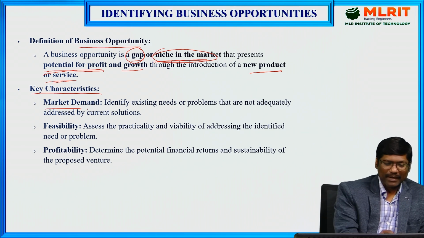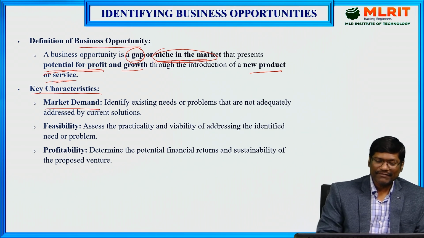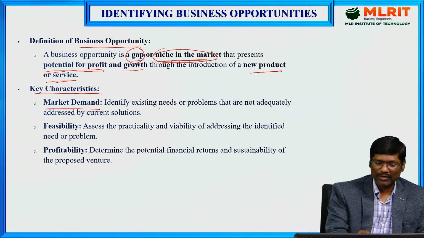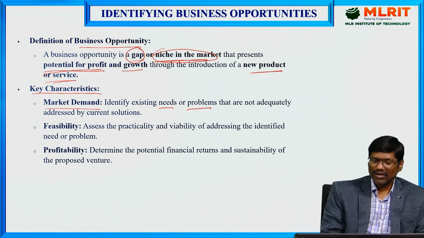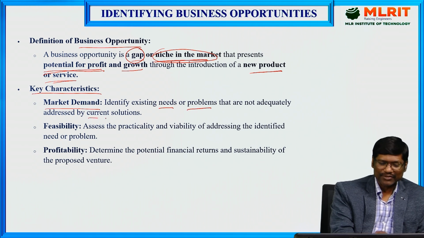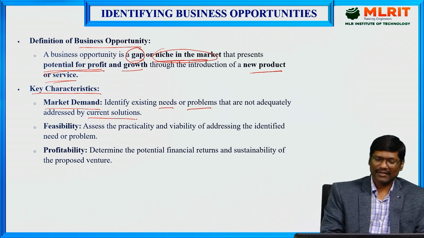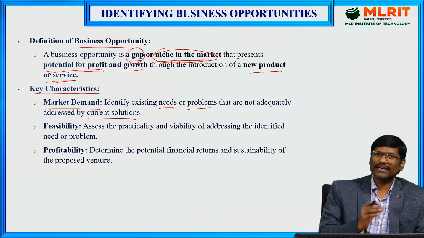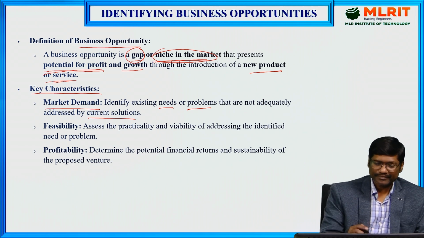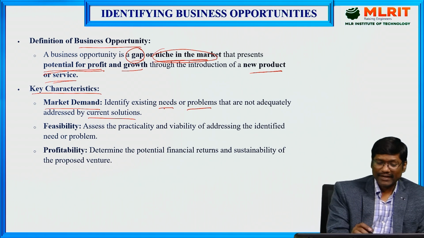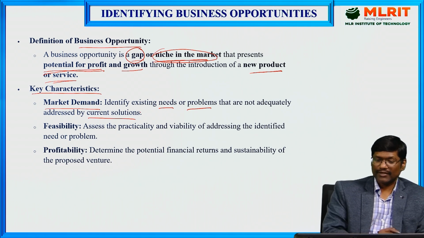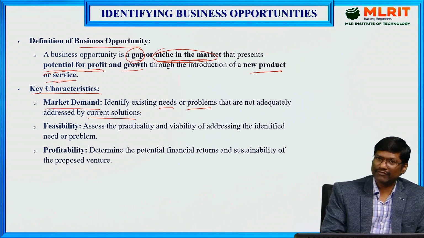So what are the key characteristics of a business opportunity? The first one is market demand. Identify existing needs or problems that are not adequately addressed by current solutions. So there should be a market demand for that. You need to identify such a problem, for which there is an adequate market for you.